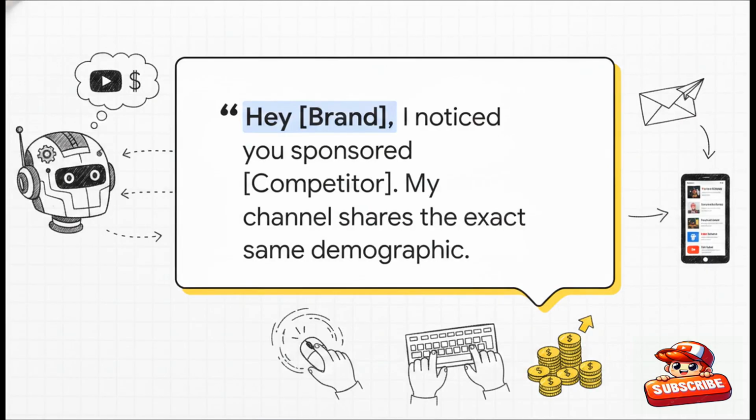And to remove absolutely all friction, the protocol drafts the customized outreach email for you. It writes a highly persuasive message saying something like, "Hey, I noticed you sponsored this specific competitor. Well, my channel shares the exact same demographic." It leverages the very data it just found to make a totally compelling pitch. It completely automates the monetization workflow. Literally, all you have to do is copy, paste, and hit send.